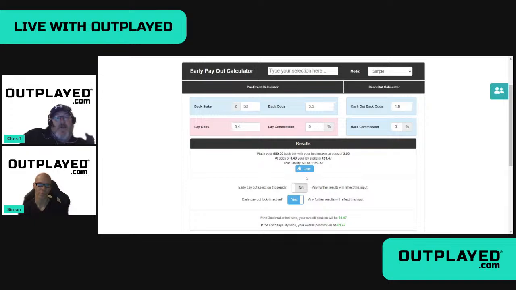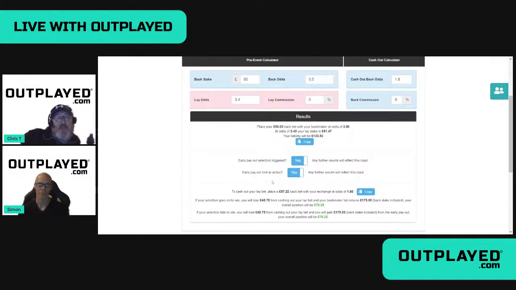And what we then have to do is just put in those new back odds that have come for the team. And we've got the early payout selection trigger. All we need to do is just click on that to switch it over to yes. And this will then tell us what we need to place as our back bet at those current exchange odds of 1.8 and what we'll actually make from that.